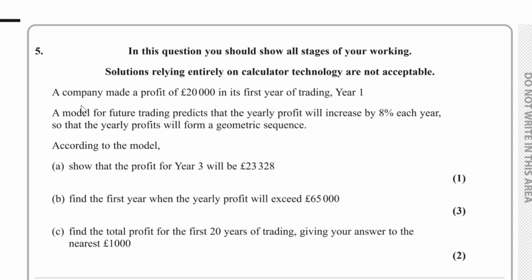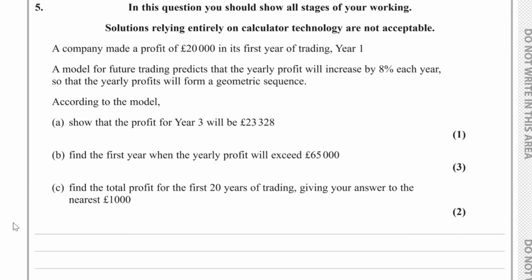Question number 5. A company made a profit of £20,000 in its first year of trading, year 1. A model for future trading predicts that the yearly profit will increase by 8% each year, so that the yearly profits will form a geometric sequence. According to the model, for part A, we have to show that the profit for year 3 will be 23,328.